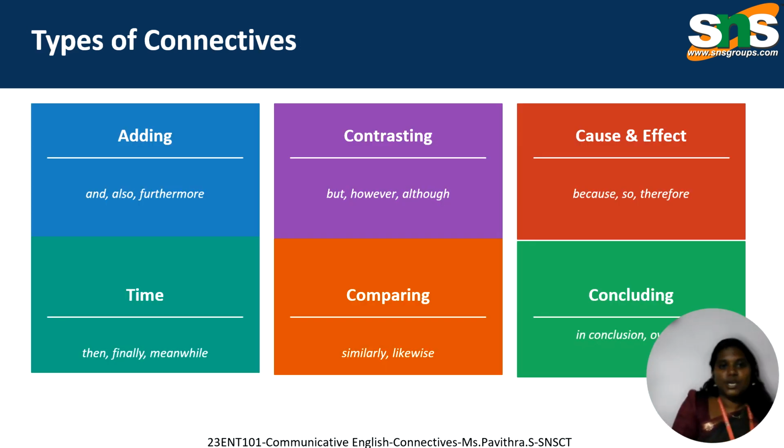All right. Now let's look at six main types of connectives. Think of this as your cheat sheet. Types and examples. In adding, we have and, also, furthermore. In contrasting: but, however, although. Cause and effect: because, so, therefore. Time: then, finally, meanwhile. Comparing: similarly, likewise. Concluding: in conclusion, overall. We are going to go through each one of these in detail. Ready? Let's go.